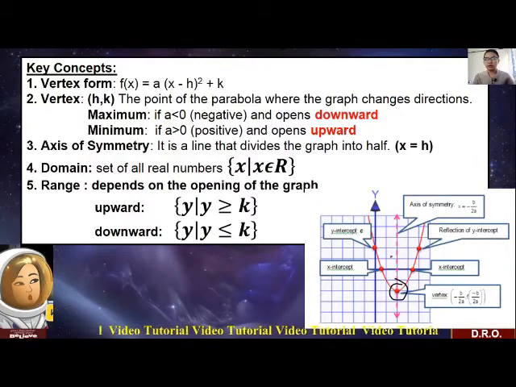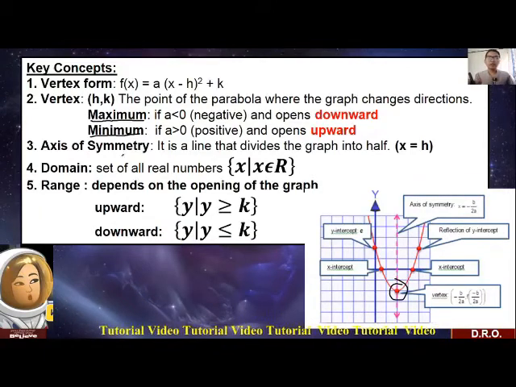And then the vertex point can be a maximum or minimum point depending on its opening, the value of a. If it goes downward and the value of a is less than 0 or a negative number, therefore the vertex is a maximum point. If it opens upward and the value of a is a positive number or greater than 0, therefore the vertex is a minimum point.